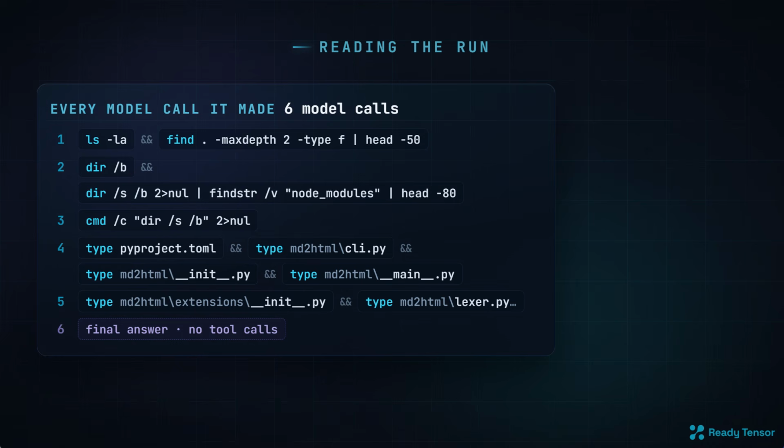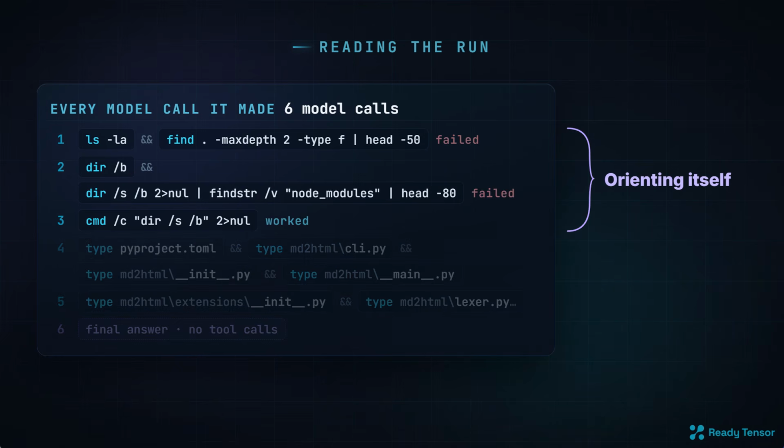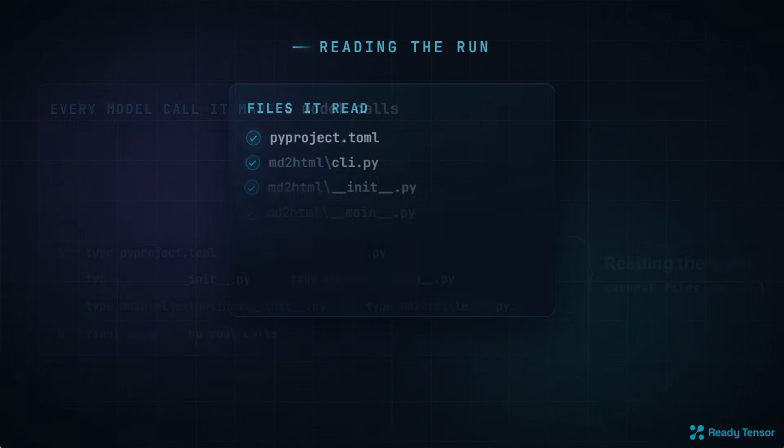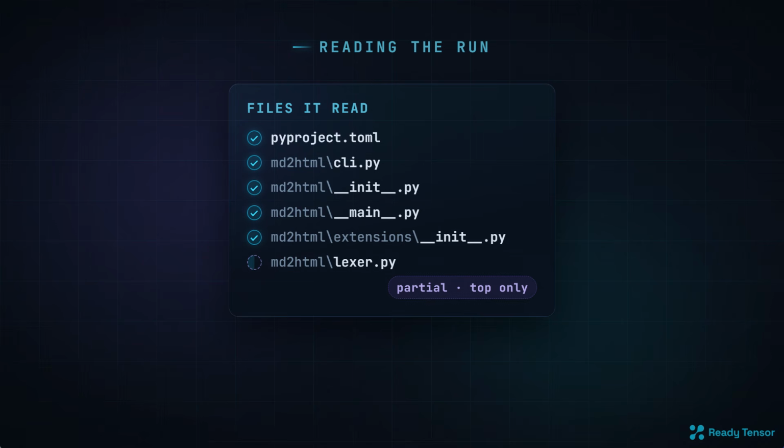And here are the 6 model calls, 1 per round trip. The first 3 rounds are it just orienting itself. It first tried commands that work on Unix and Mac OS, but not on Windows. We ran this on Windows, so it adapted on its own. And that dir call in round 3 mapped the whole tree. Then it reads the code. And look at these calls. It chains whole groups of files into a single command. That's how 5 calls covered the whole exploration. Here's everything it actually read. 5 files, plus a quick look at the top of the lexer.